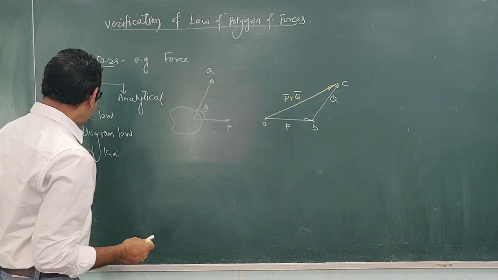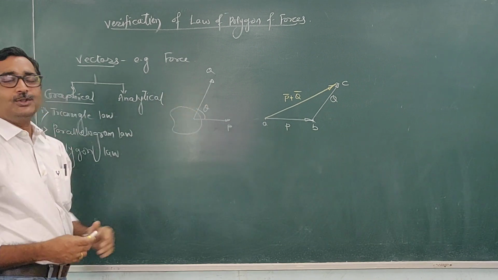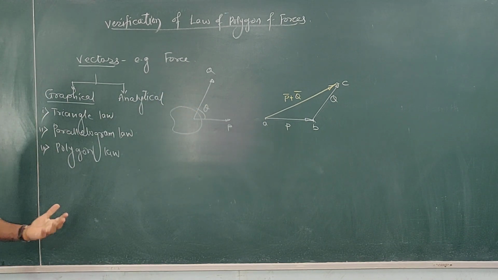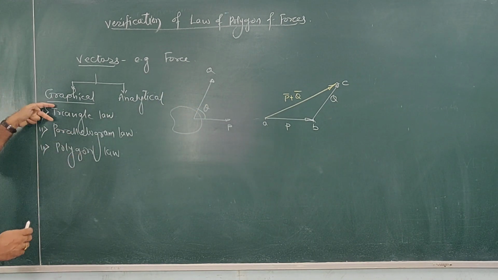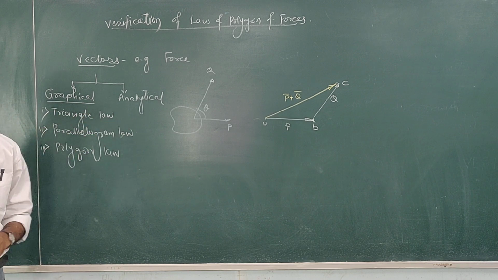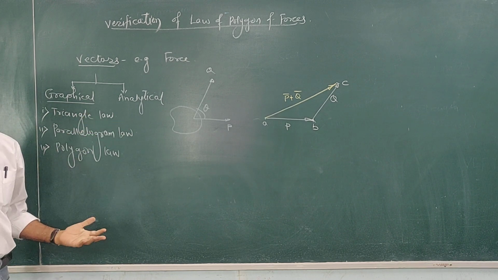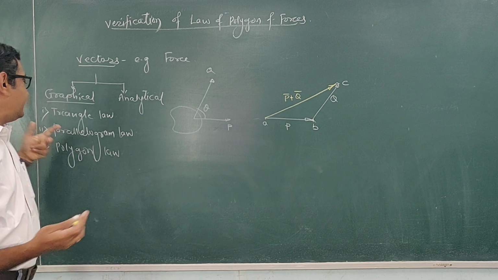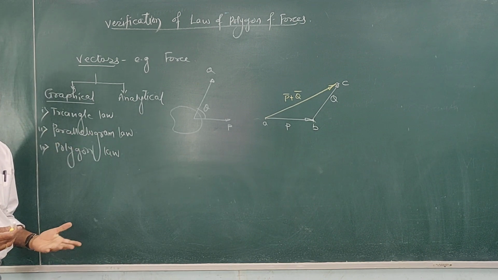Here parallelogram law and triangle law are applicable only for two vectors. When we want to add two vectors, we can use the triangle law and the parallelogram law. Whereas when we want to add more than two vectors, we have to use the law of polygon.